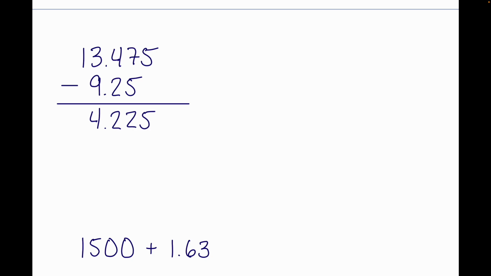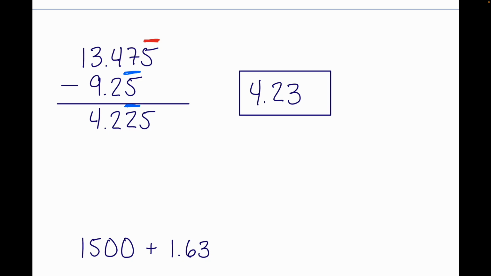And now I'm going to mark the last sig fig in each one of these numbers. All right, 13.475, that 5 is my last sig fig. 9.25, again, that 5 is my last sig fig. All right, but my answer is going to be rounded to which one of these positions, blue or red? Blue, right? Whichever one is furthest to the left, my least precise. So that means when I round my final answer here, it will be 4.23, right? I'll round up since it's a 5. Boom.